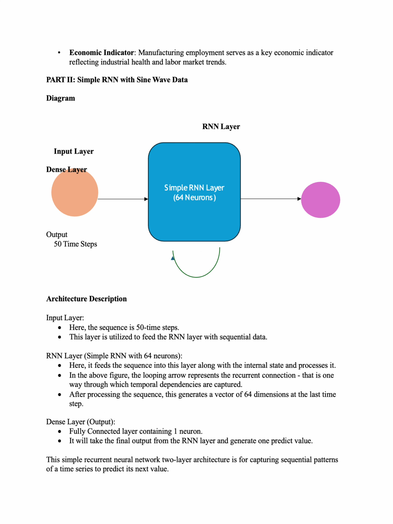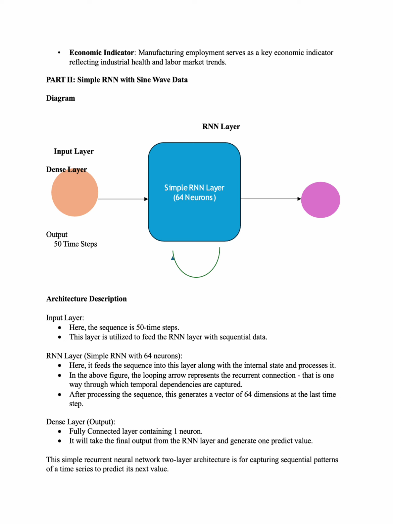The second part is about simple RNN with sine wave data. This is the diagram of RNN. I used 64 neurons for my simple RNN layer, and it has an output layer, a dense layer. So this is the architecture. The input layer has a sequence of 50 time steps. This layer is utilized to feed the RNN layer with sequential data. So the RNN layer has 64 neurons.